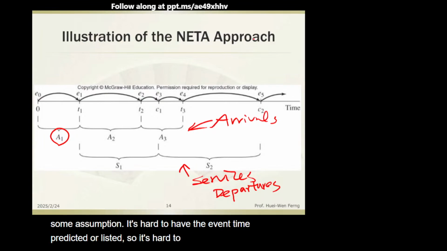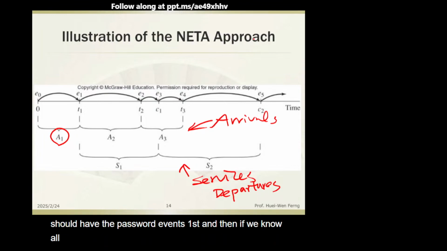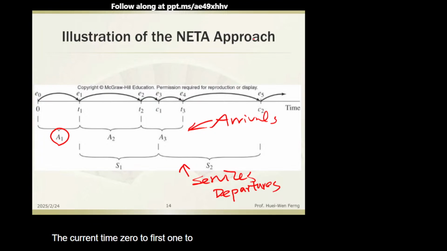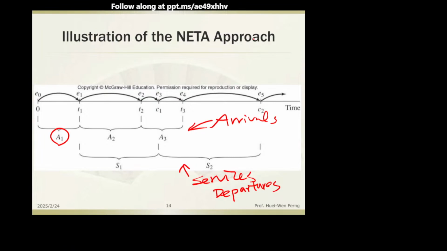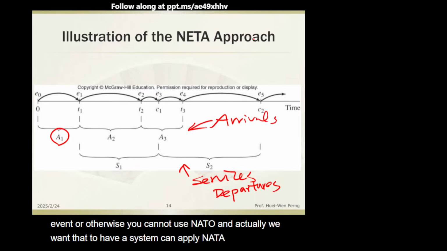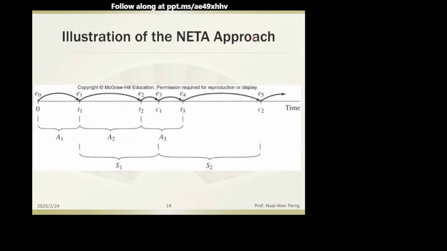But with the current description, we should have the possible events first. And then if we know all the possible time instants, we can advance time from the current time 0 to the first one, to the next one and the others. This is a way to use data, if we know the time for the event; otherwise you cannot use data. And actually, we want a system that can apply data. So later we will have a system which can apply data first.